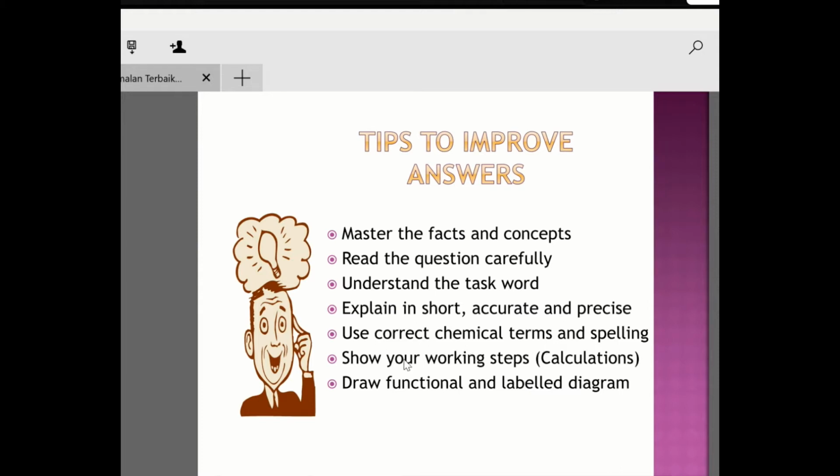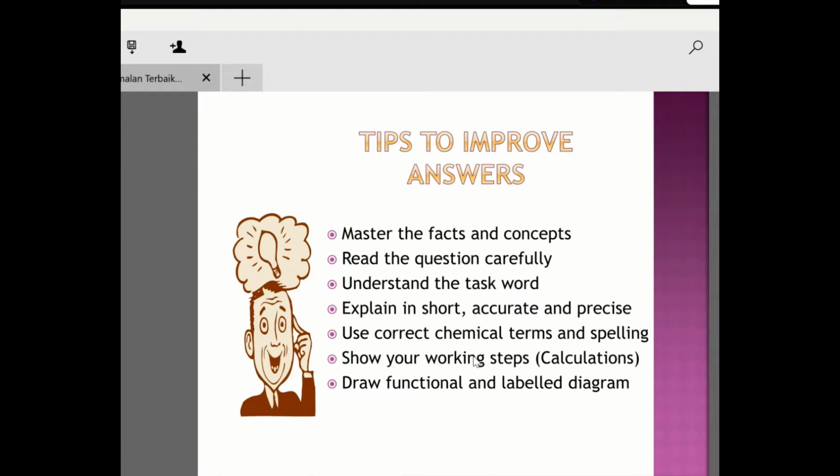So next will be the calculation. We always need to train our students how to write a proper working in sequence of their steps, especially for calculations. We know some of the topics involve a lot of calculations, like thermochemistry, and chapter 3, the empirical formula. Then they come up with a lot of numerical problem solving.